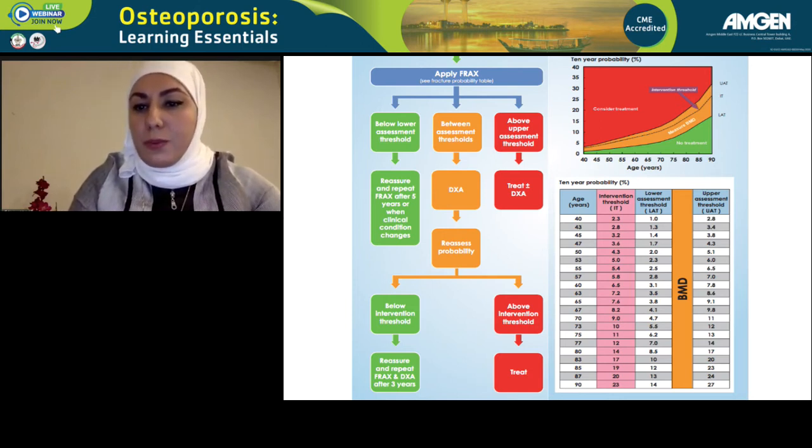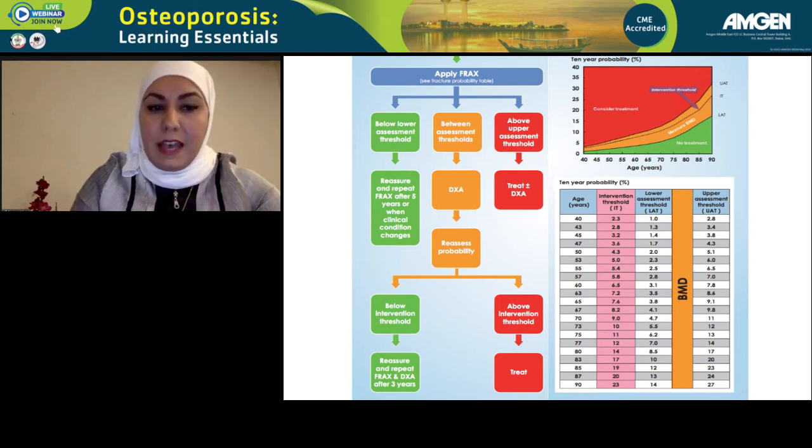If it is between the assessment thresholds, you need to do DXA, and then you look at the intervention threshold. If the fracture risk is between the assessment thresholds, we measure DXA and then reassess the probability. We check if it is below the intervention threshold, then you reassure the patient and repeat FRAX and DXA after 3 years. If it is above these numbers, then you treat the patient.